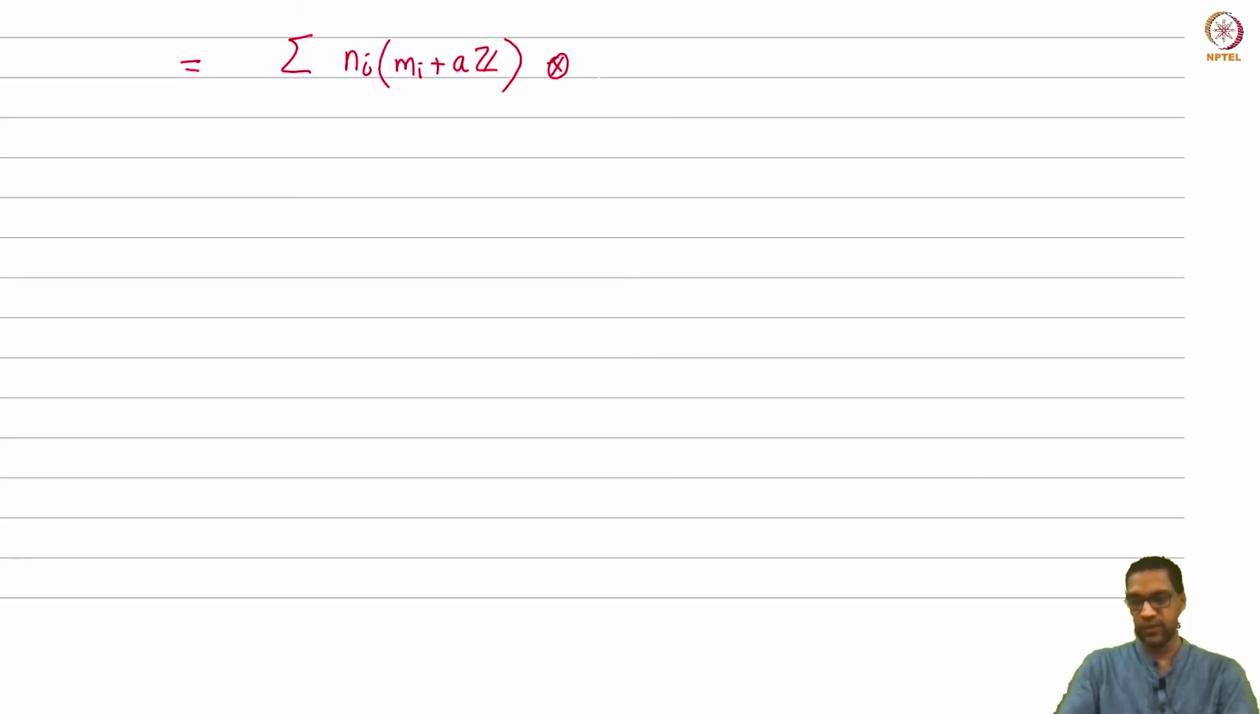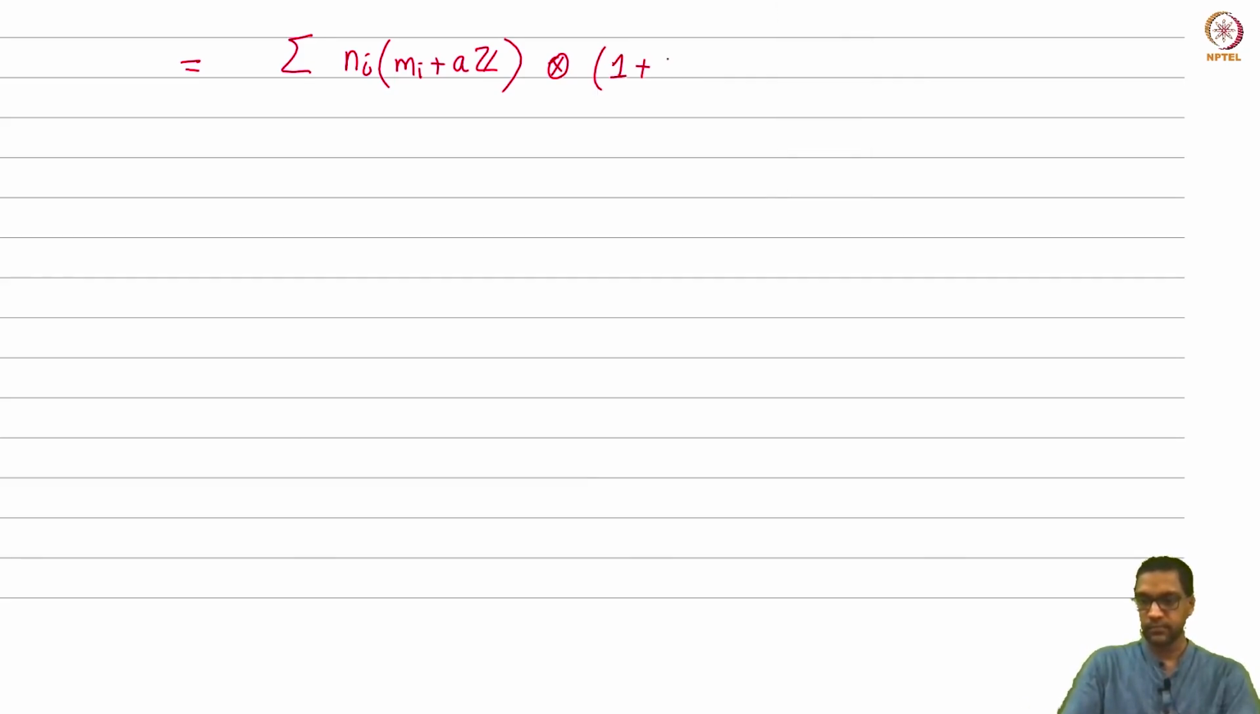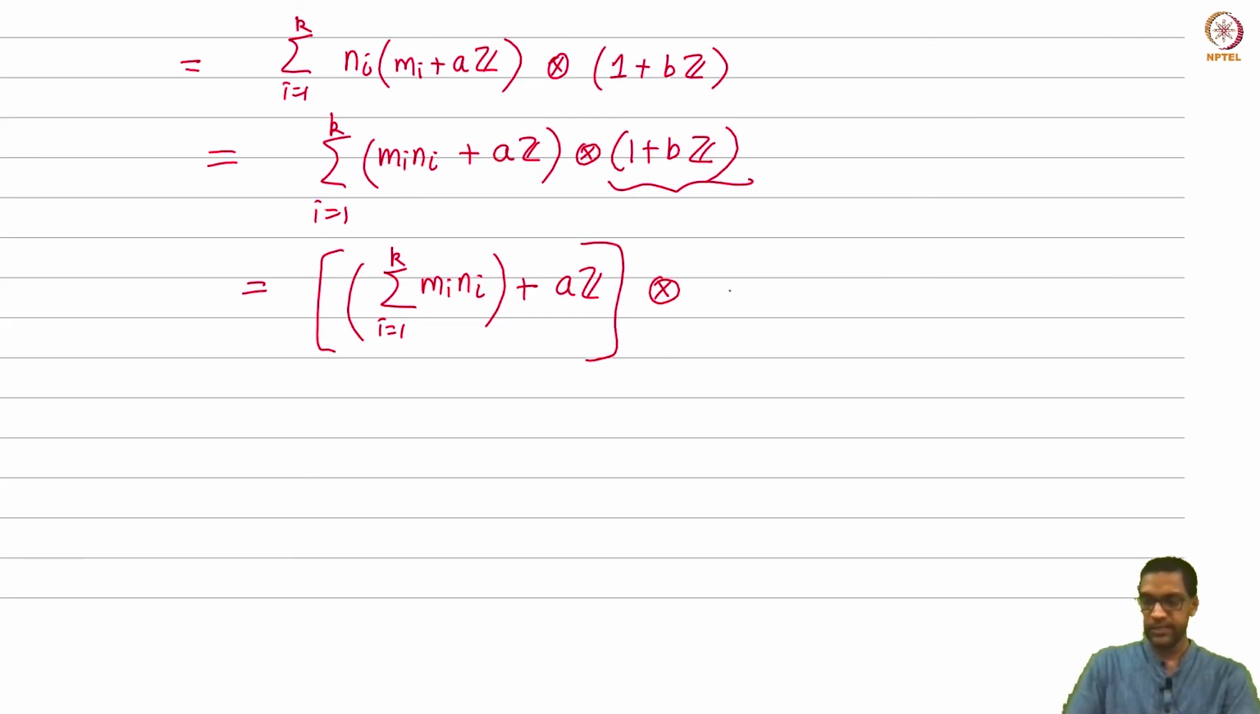So this example is to give you some facility with manipulating expressions involving tensor products. It's tensor 1. But what is this? This is just summation mi ni plus az tensor 1 plus bz. And observe that the second component is the same for all summands. So I can again use bilinearity, make this into summation of these cosets mi ni plus az. So look at this coset of a tensor this coset.